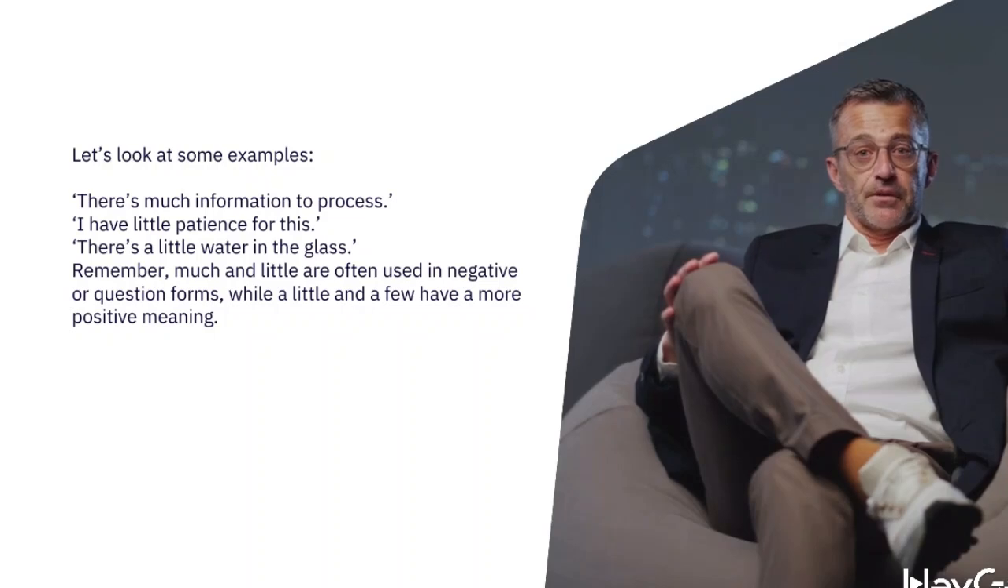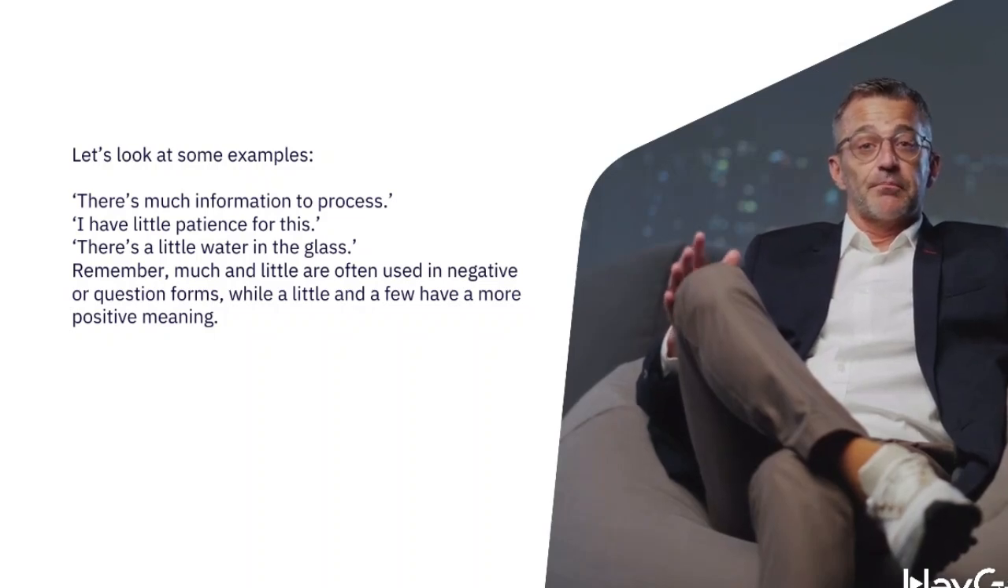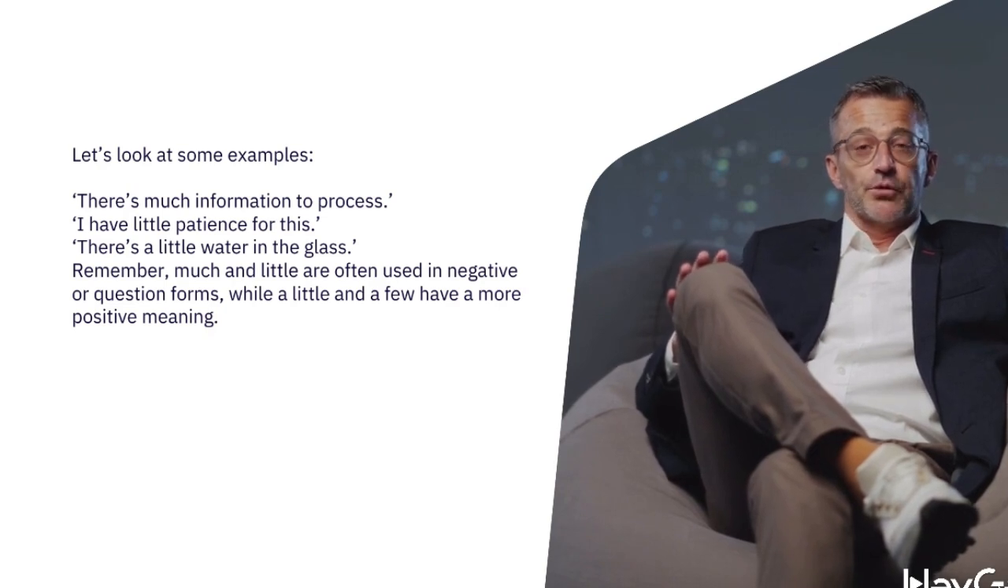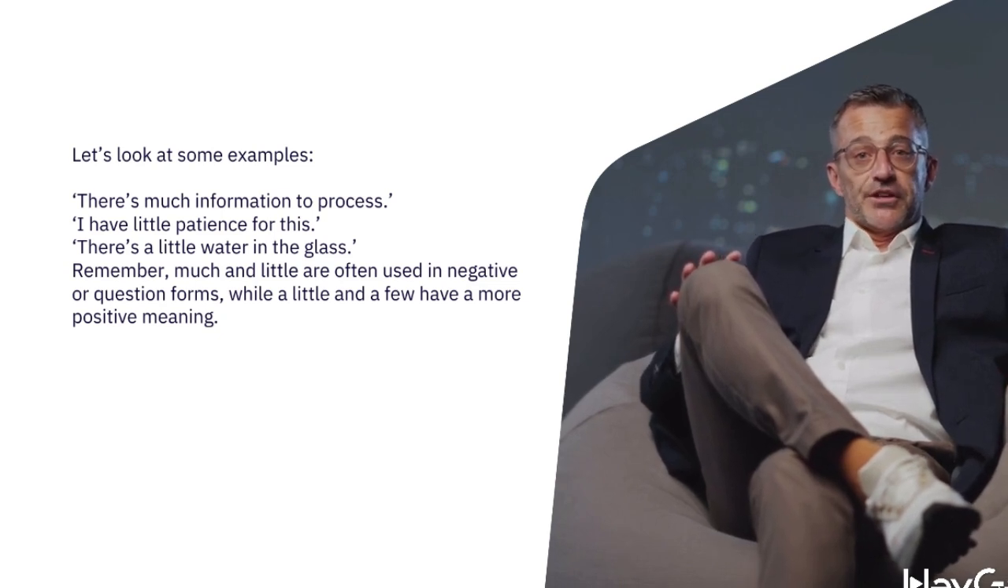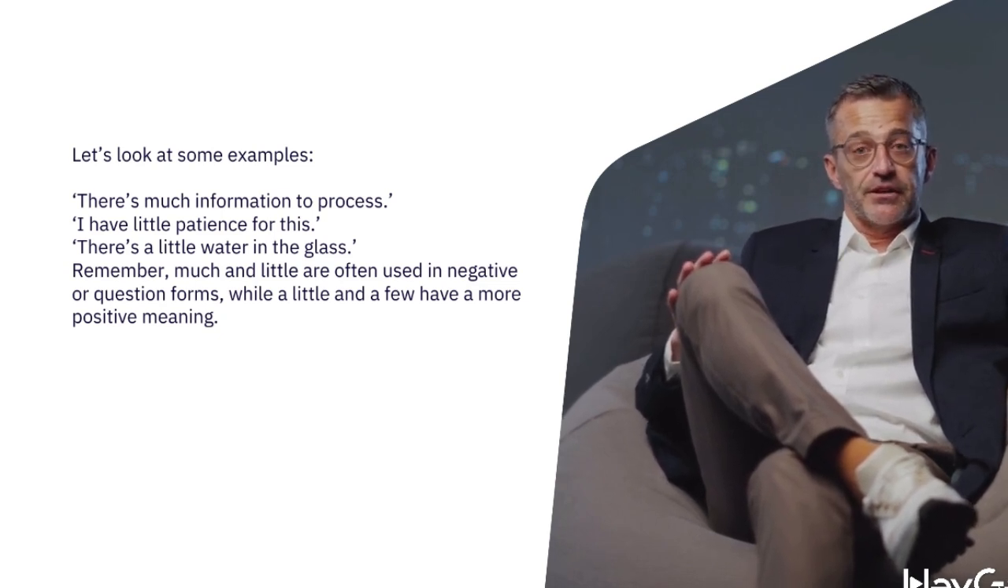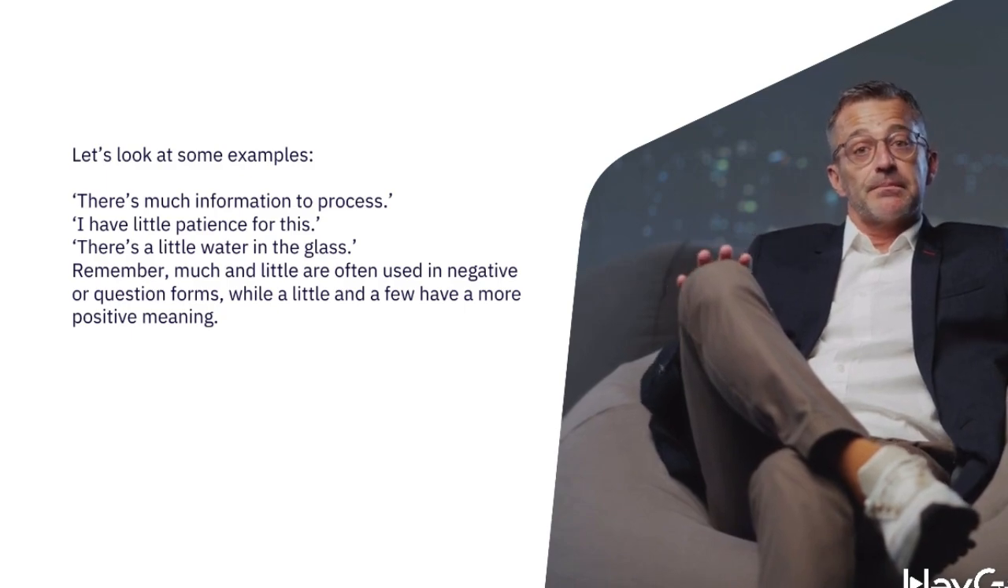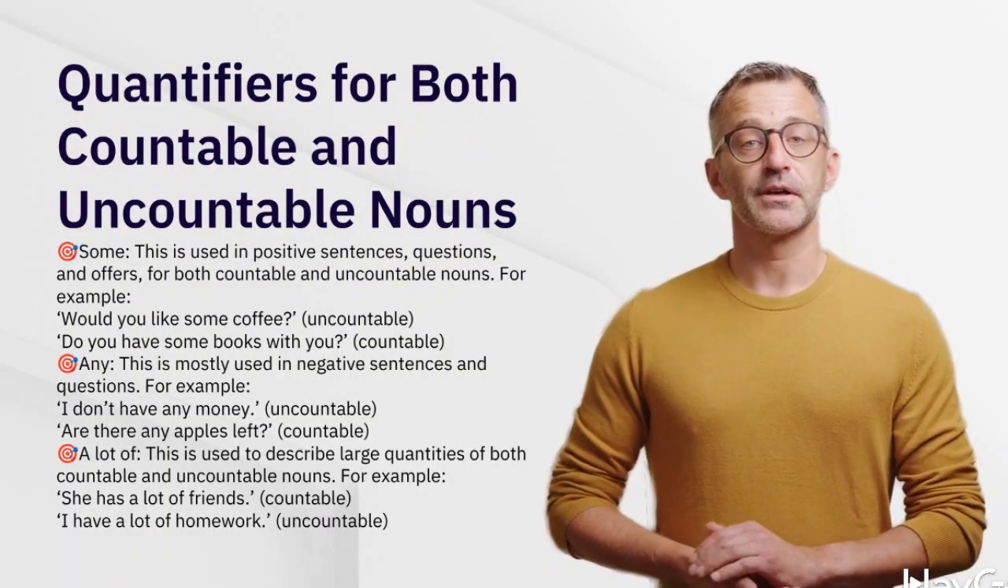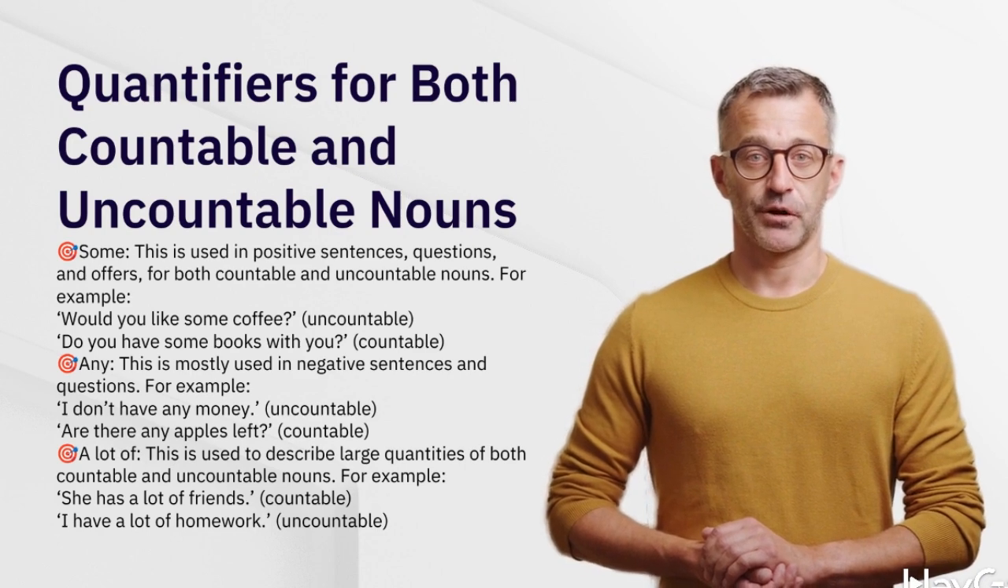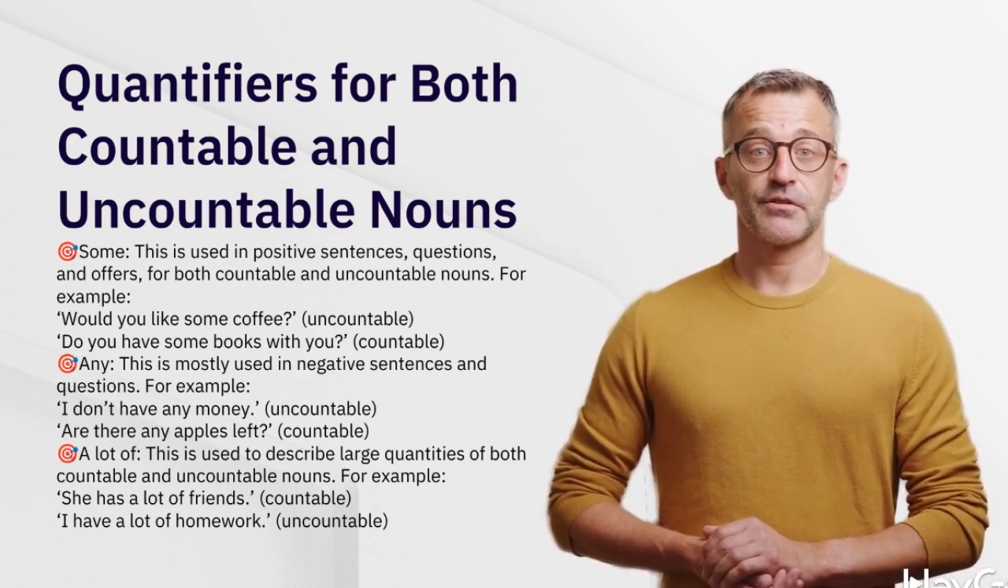Let's look at some examples. There's much information to process. I have little patience for this. There's a little water in the glass. Remember, much and little are often used in negative or question forms, while a little and a few have a more positive meaning. Now, let's talk about some quantifiers that can be used with both countable and uncountable nouns.